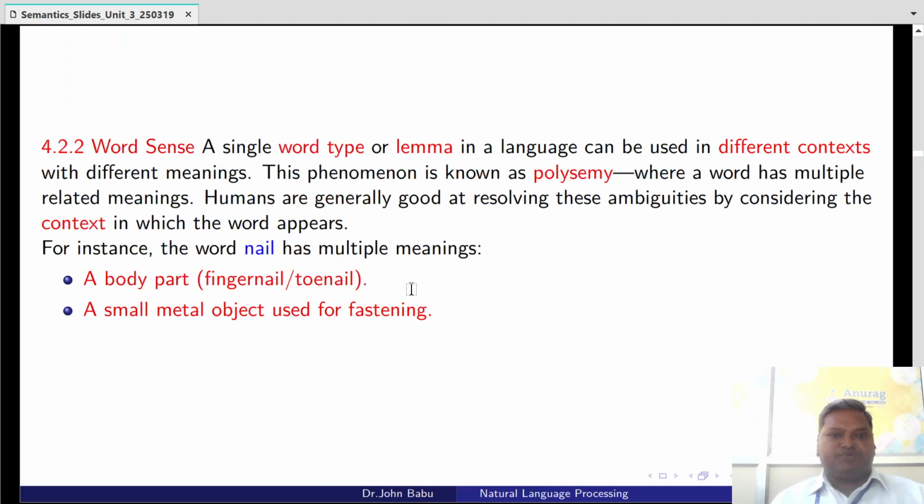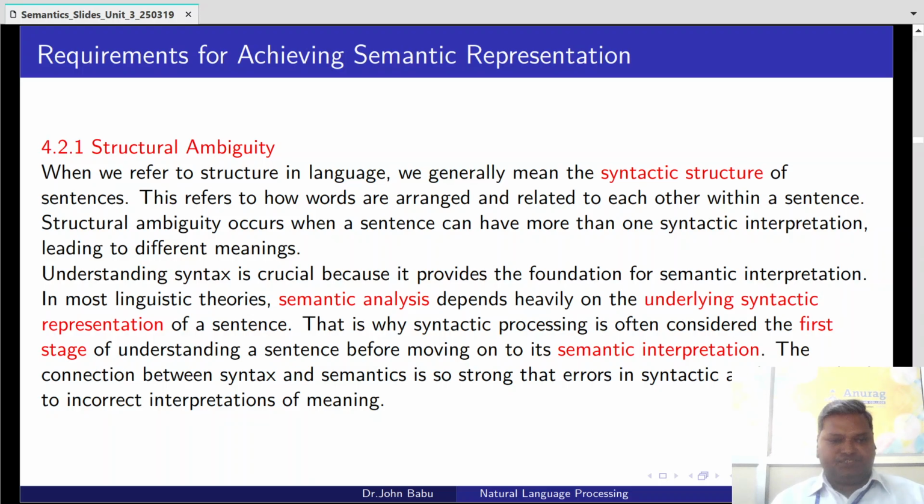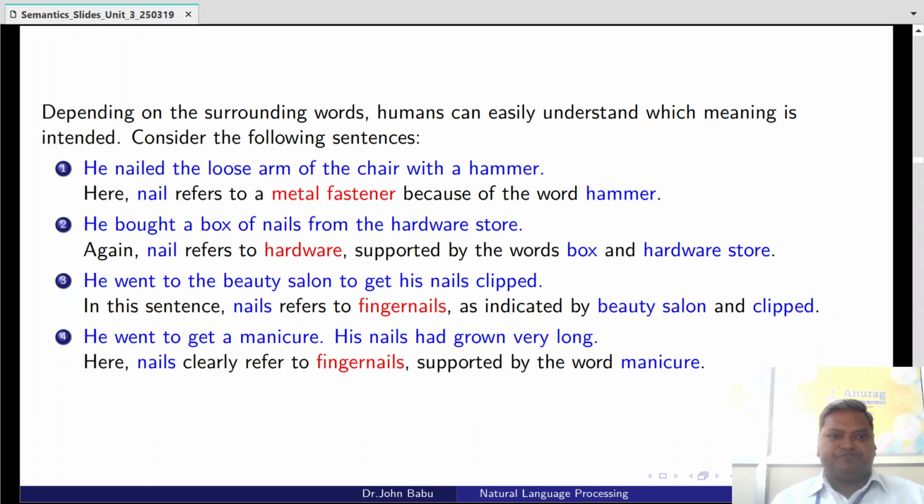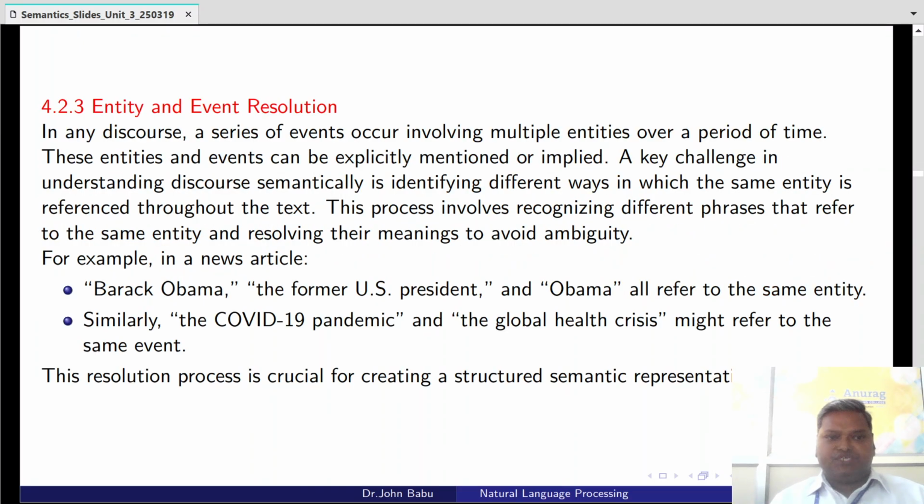So first requirement: structural ambiguity resolution. Ambiguity is not the requirement, but structural ambiguity resolution. Number two, word sense disambiguation. Number three, entity and event resolution. Which entity is being referred to?